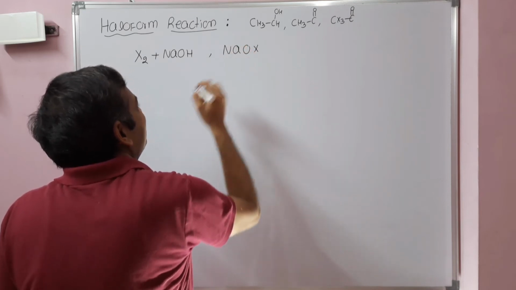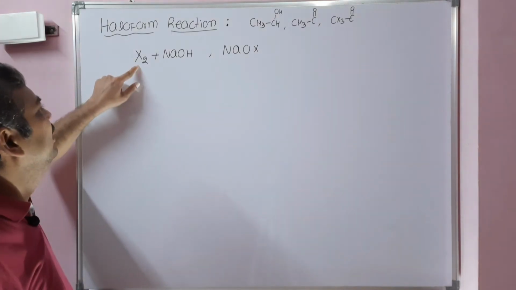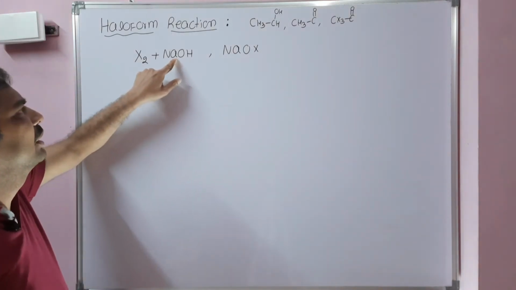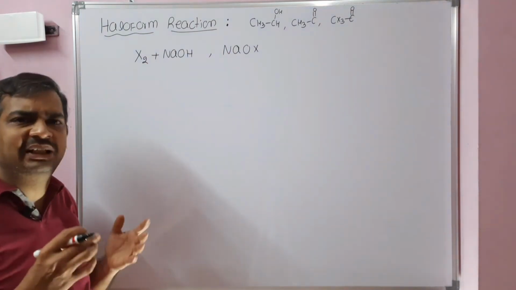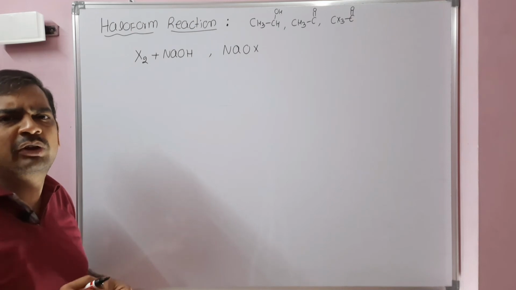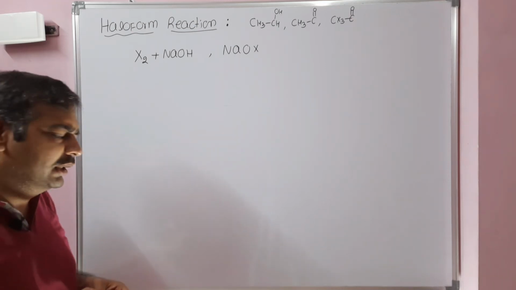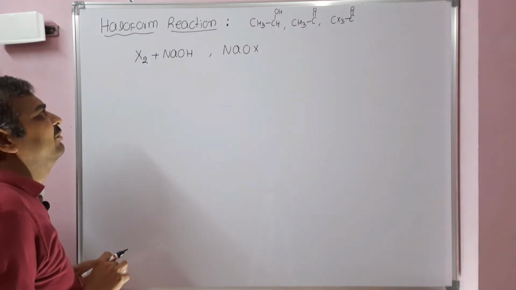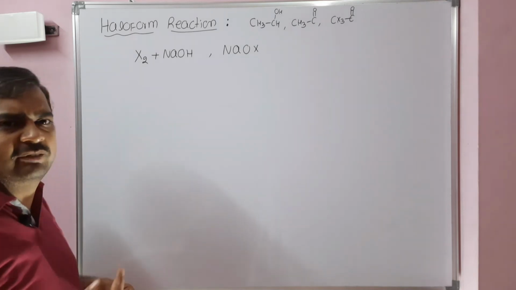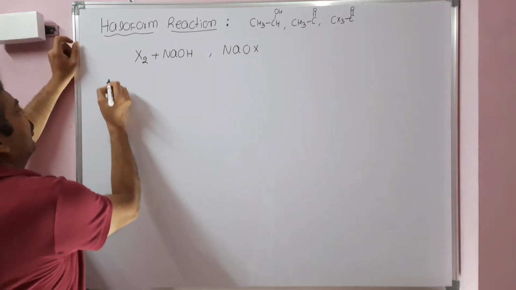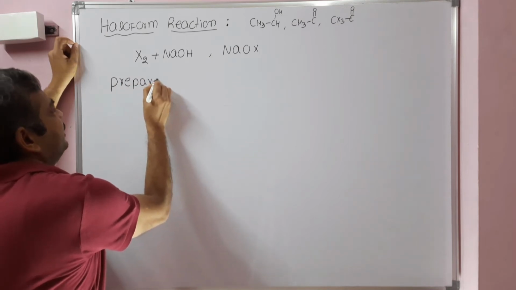In the last class we prepared chloroform by using chlorine in combination with sodium hydroxide and sodium hypochlorite. We prepared chloroform from ethanol, from acetaldehyde, and from chloral. So today we will prepare chloroform from acetone. Preparation of chloroform from acetone.